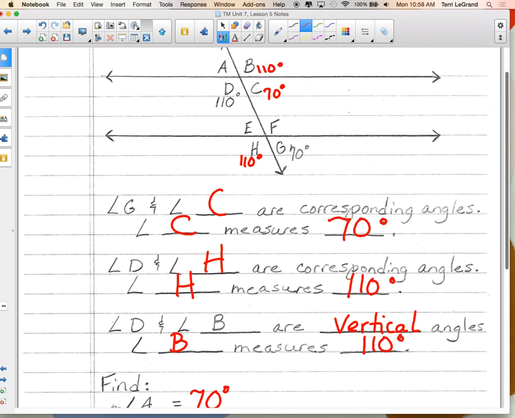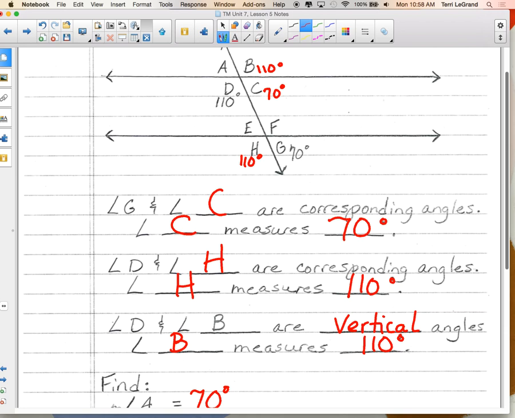Can I help them out, class? You got it, Tyler? A or G. No, A does not correspond with G. No. They are the same shape though, I'll give you that. Which one does A correspond with, Sylvia? E. It corresponds with E. That's the same position. A and E are in the same position.